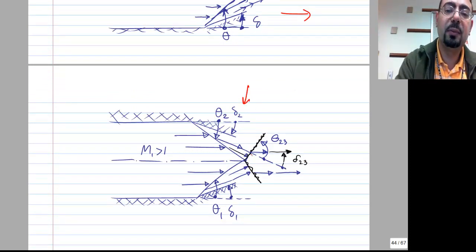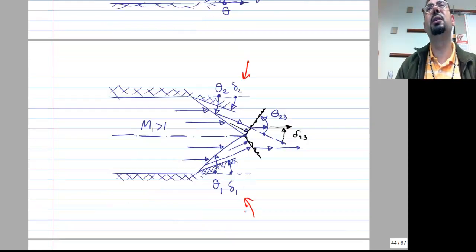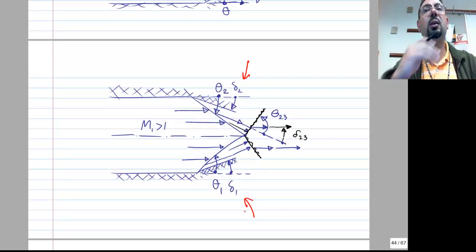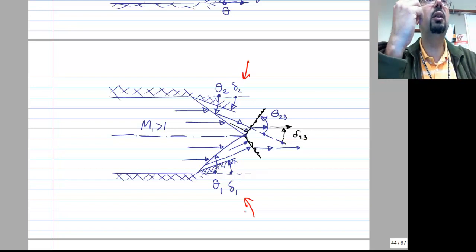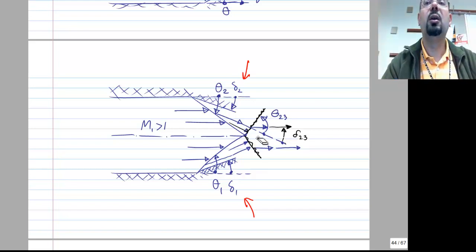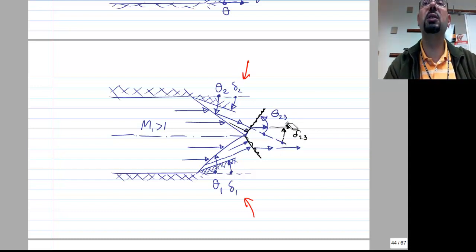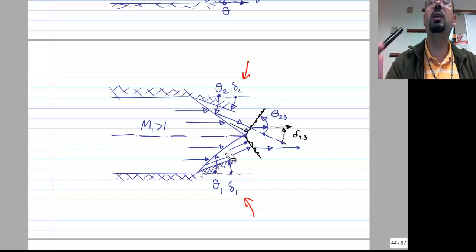But what if delta 2 and delta 1 are different? After those shocks hit each other and reflect, will the flow in this part move horizontally or not? No, we cannot tell yet. It really depends on which one is bigger. But we can tell one thing for sure.